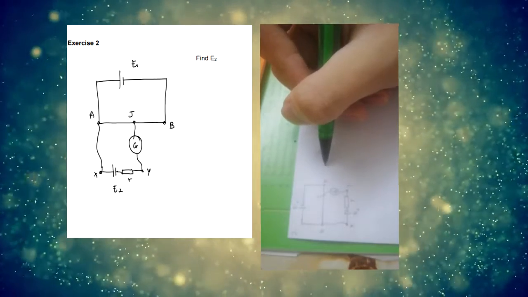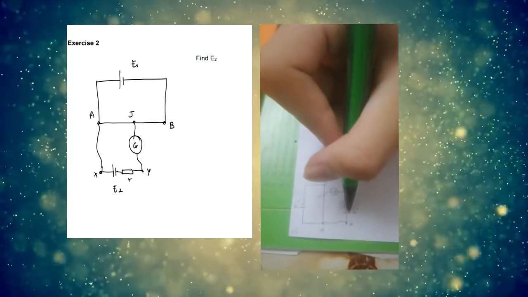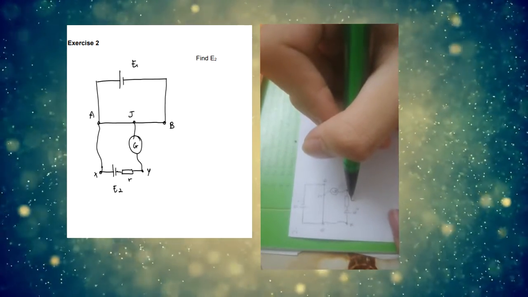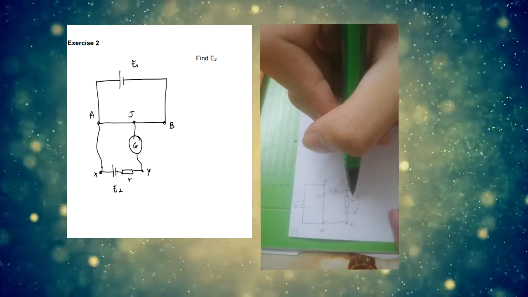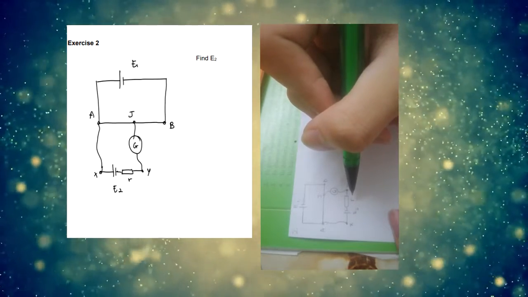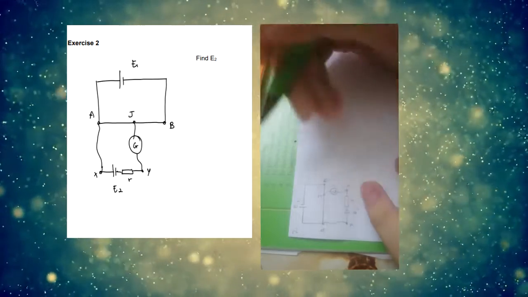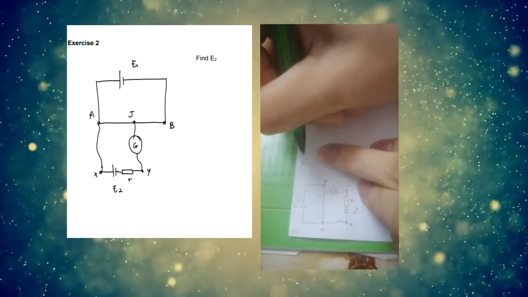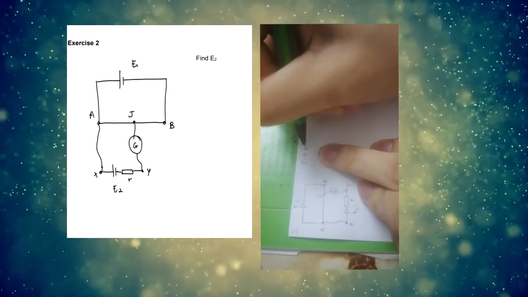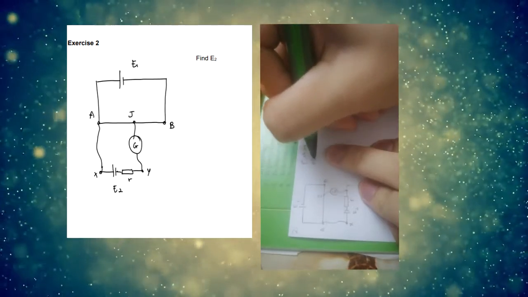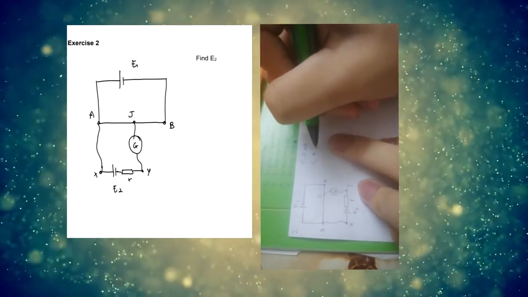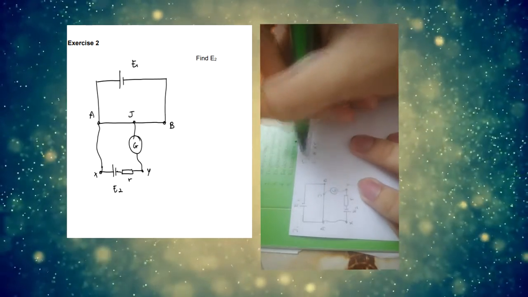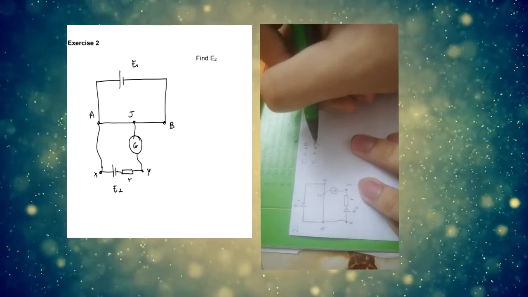For this question, we are required to find the E2. When we find the E2, the R is negligible because the secondary has no current. Why doesn't it have a current? Because it doesn't have a loop. So from this circuit, we know that E1 is directly proportional to AB, and E2 is directly proportional to AJ. So to find the E2, we need to combine these two equations.